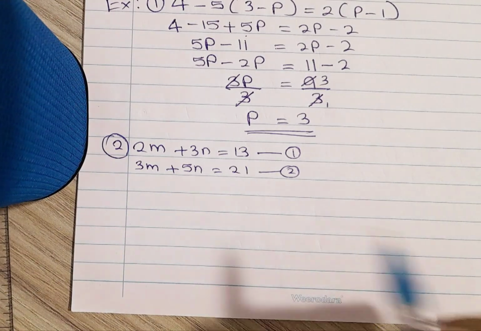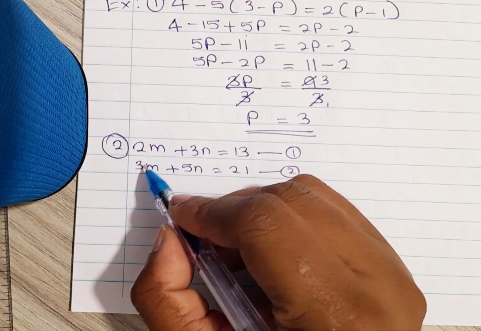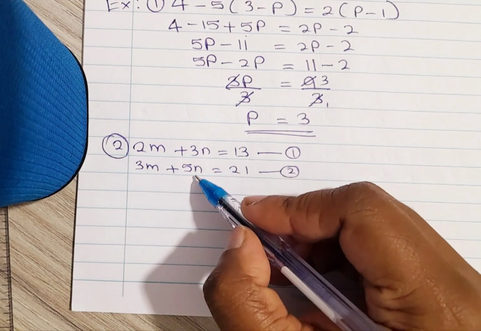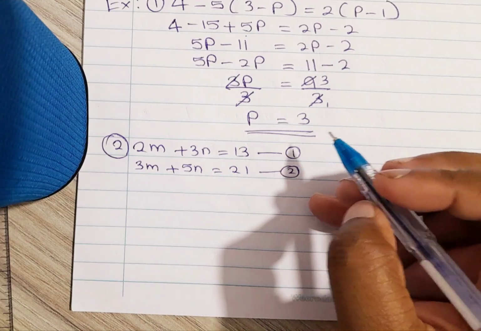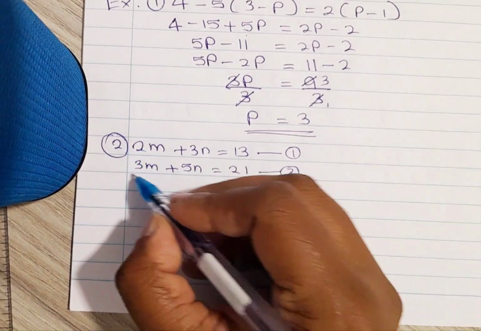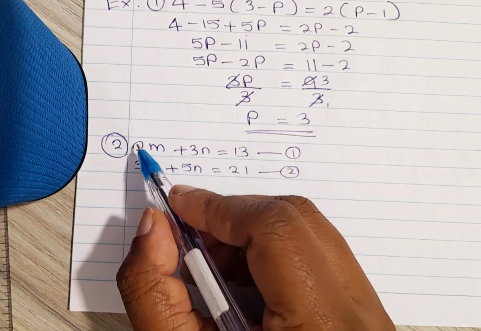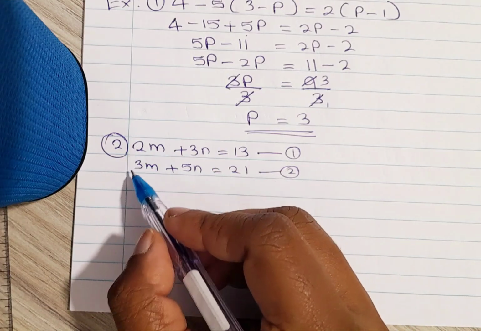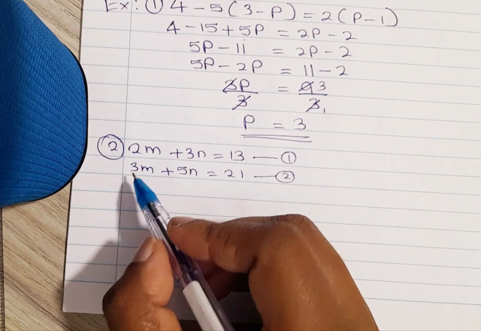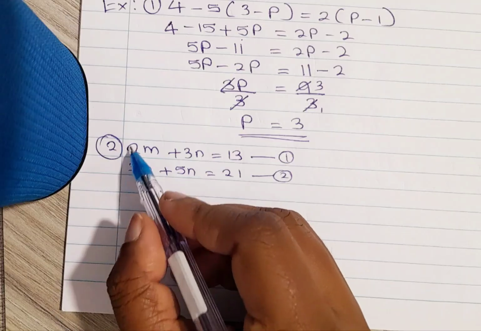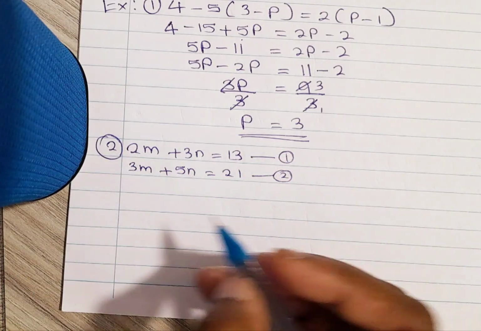Okay, you can see that both m terms are not equal. This is 2 and this is 3. Both are not equal, and both n terms are also not equal, right? So for 2 and 3 the least common multiple is 6, since both are prime numbers, 2 times 3 is 6. So it's better to convert both terms to 6m. In the first equation we have to multiply by 3.